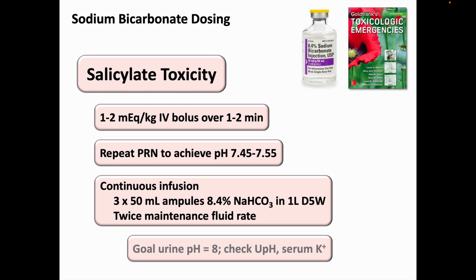The dosing regimen for bicarb used to treat salicylate toxicity is essentially the same. The patient is given IV bicarb boluses of 1 to 2 milliequivalents per kilogram, with a pH goal now in the 7.45 to 7.55 range, followed by continuous infusion of the same 3 amps of bicarb in a liter of D5W solution. And the patient is also monitored, but now there's an additional goal of ensuring urinary alkalinization with a goal urine pH of 8.